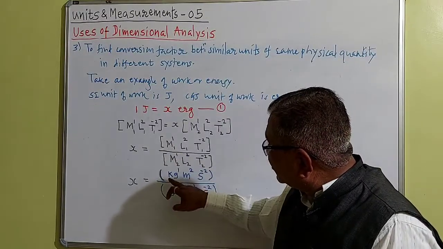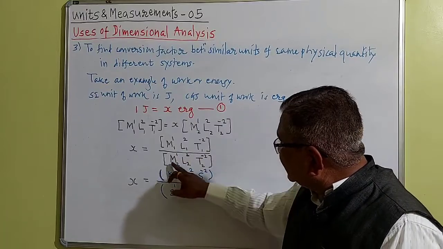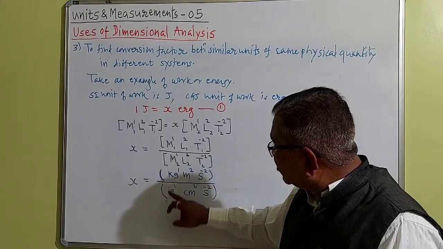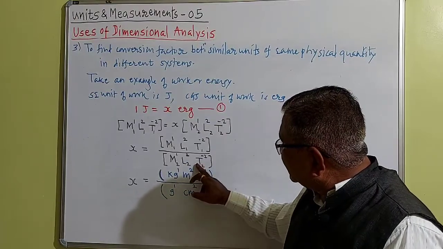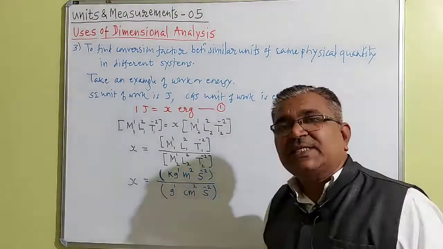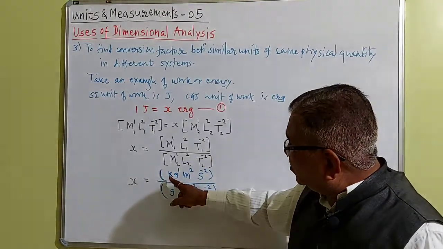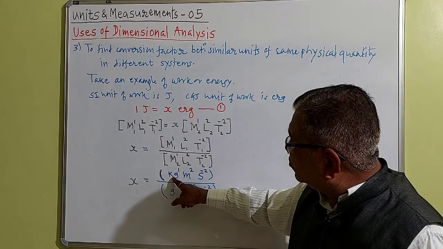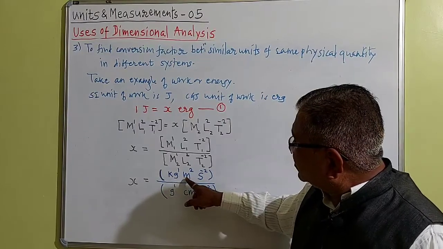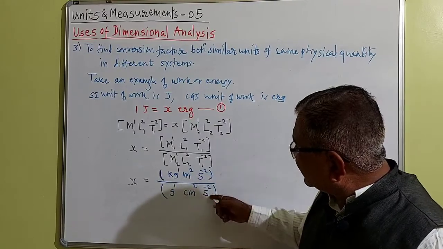SI unit of mass is kilogram, SI unit of length is meter, SI unit of time is second. CGS unit of mass is gram, CGS unit of length is centimeter, CGS unit of time is second. Then next one: 1 kilogram is equal to 1000 gram, 1 meter is equal to 100 centimeter, and second is as it is.